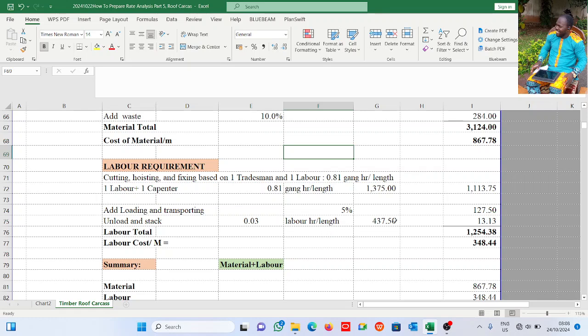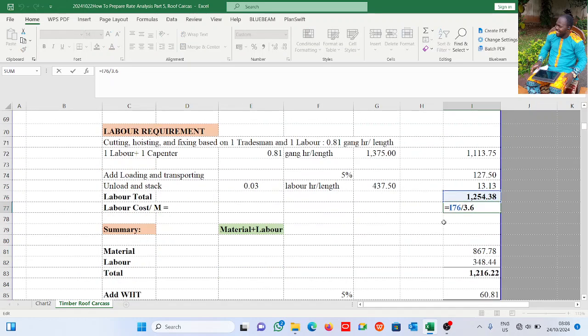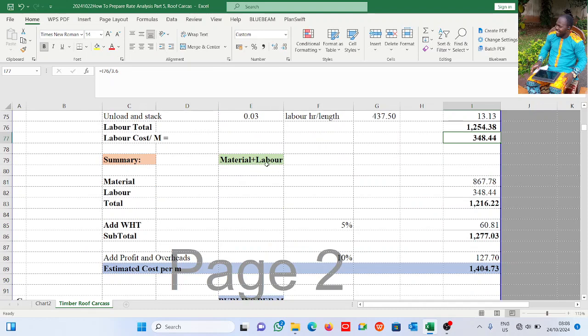0.03 labor hour per length. Then we have this, so this is total material, right? Then cost per meter. This is for 3.6 meter length. That is one full length, but your rate of course is per meter, per cubic meter, per number, per square meter, not per 3 square meter, not per 5 square meter, not per 2 meter. It is per meter, per cubic meter, per square meter. So per meter it is divided by 3.6. So we have the total, the summary here.